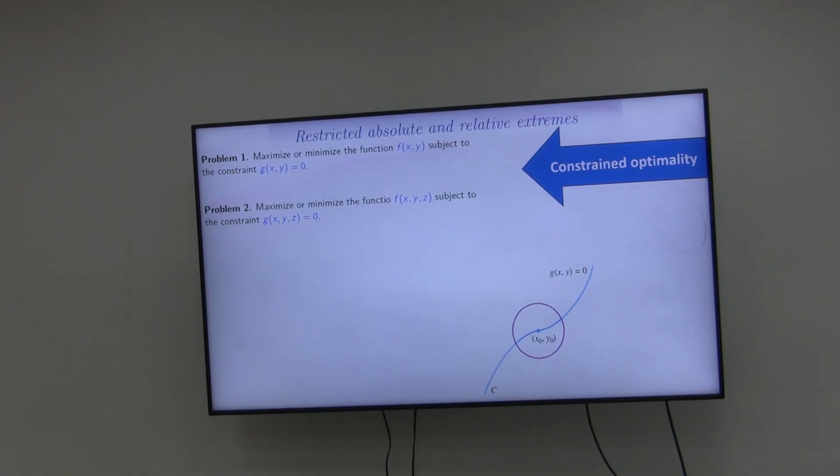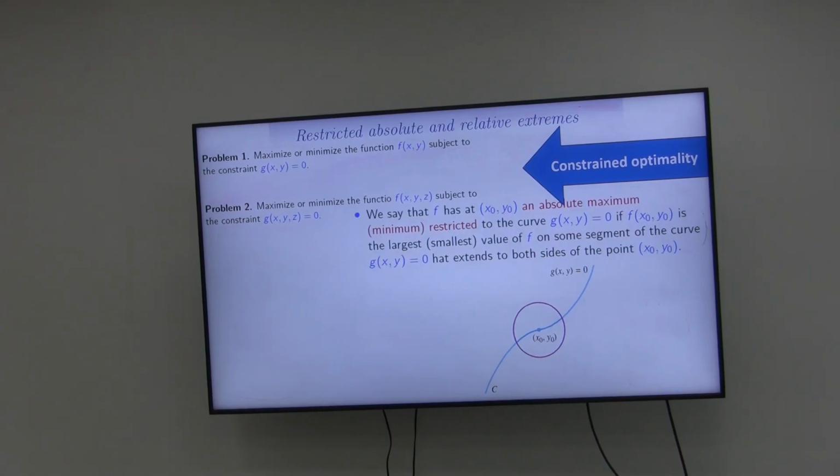In the previous sessions, I was studying the optimality of the objective function, just one function. But now I will study the optimality on a function, but on a certain curve. Okay. So it's really very simple.